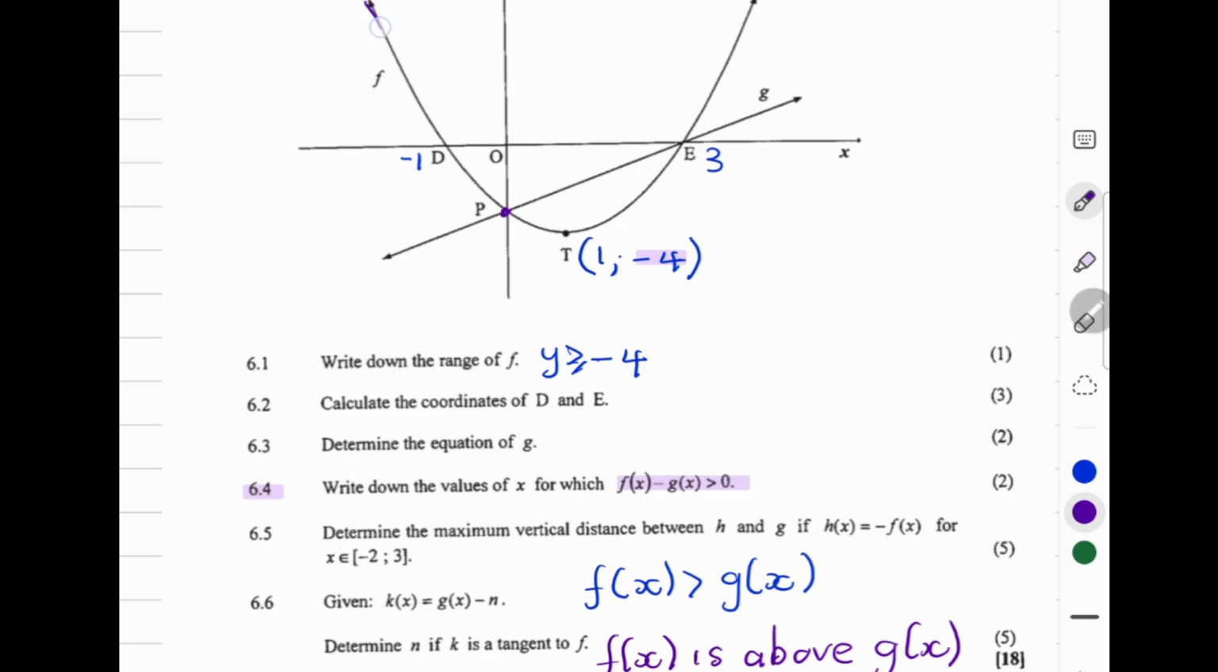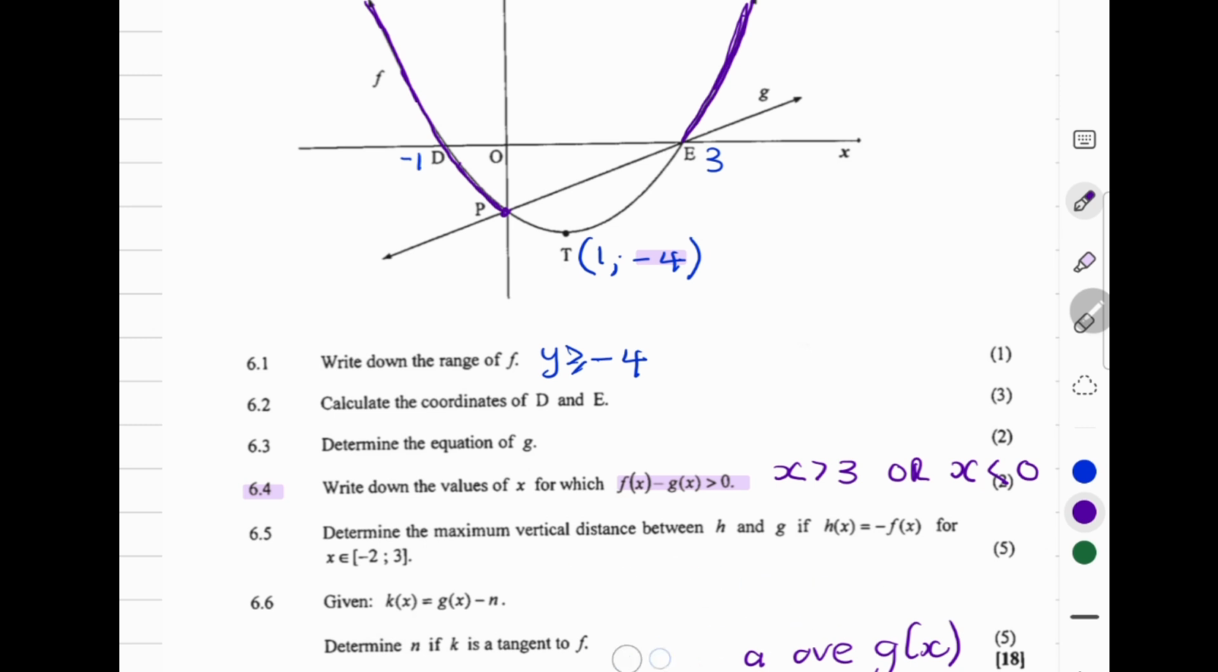So looking at this, f(x) here is above g(x), and as well as this part here, f(x) is above g(x). So our answer for 6.4 would be when x is greater than 3 or when x is less than 0.